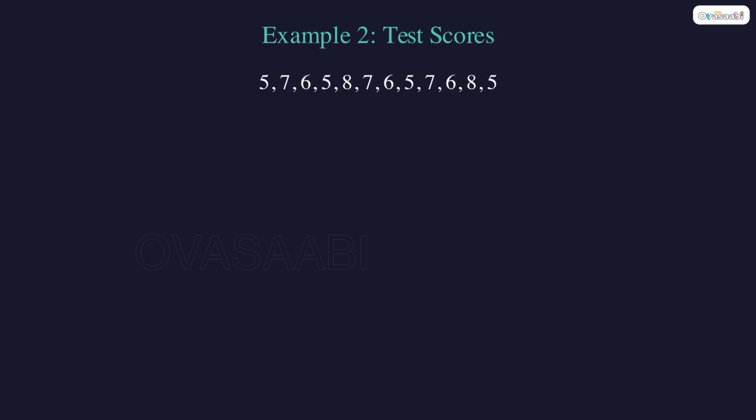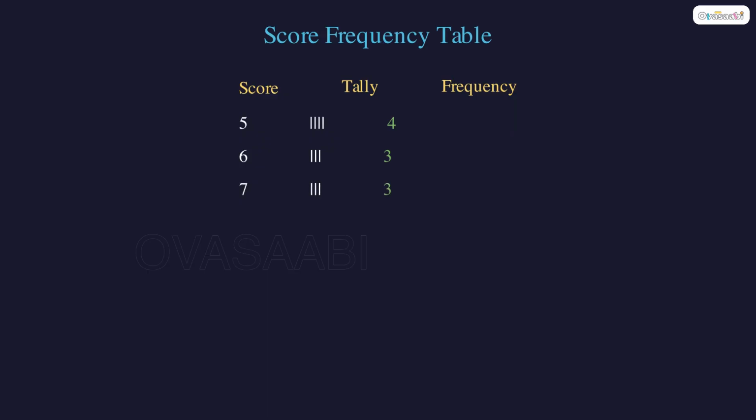Example 2. 12 students scored between 5 and 8 marks. Let's make a frequency table for these scores. List scores in order. Mark tallies carefully. Score 5 appears 4 times. 6 and 7 each appear 3 times. 8 appears twice. Total, 12 students.